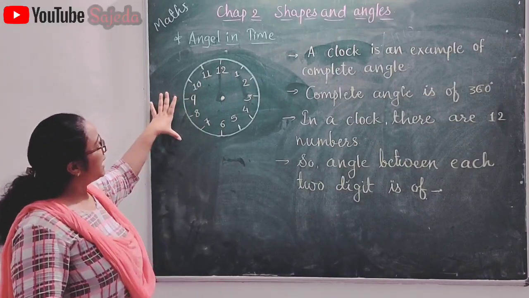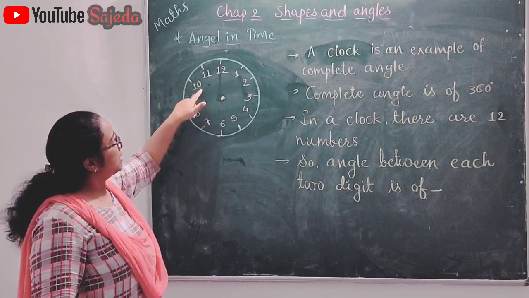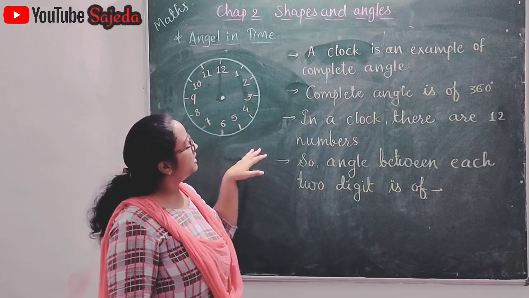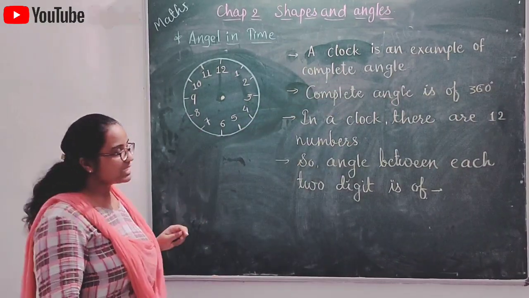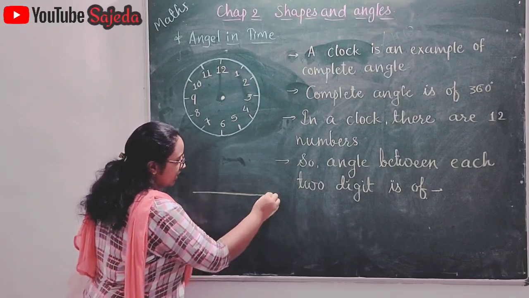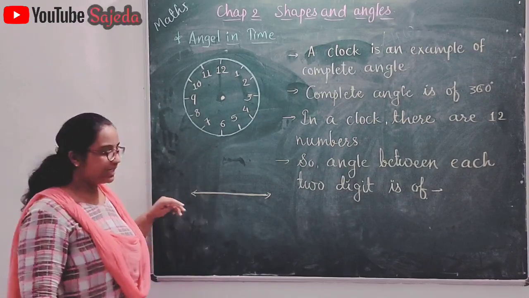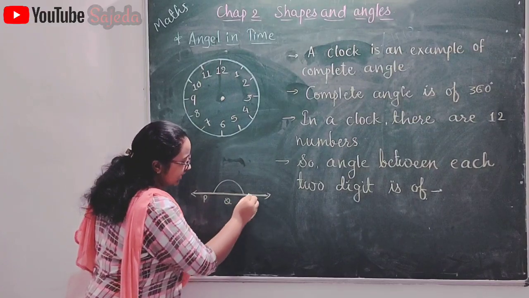As you can see here, I have drawn a clock, and you all know that in a clock there are 12 digits. Now here we have to learn that a clock is an example of a complete angle. How is it an example of a complete angle? As per our definition, an angle of 180 degree is called a straight angle.